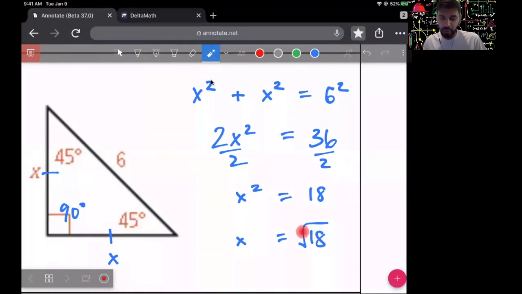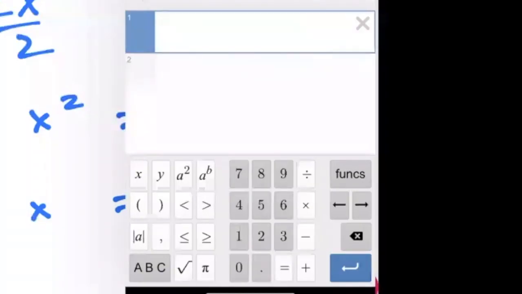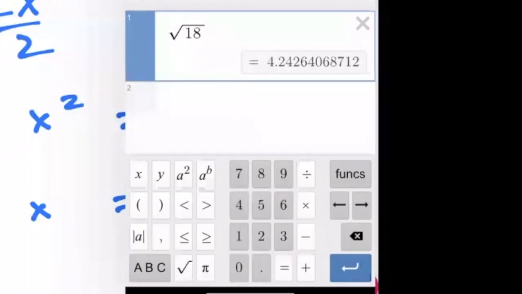But if you take the square root of 18, we end up getting a decimal. So for example here, if I did the square root of 18, notice how I get this long decimal, 4.24. That means 18 is not a perfect square.